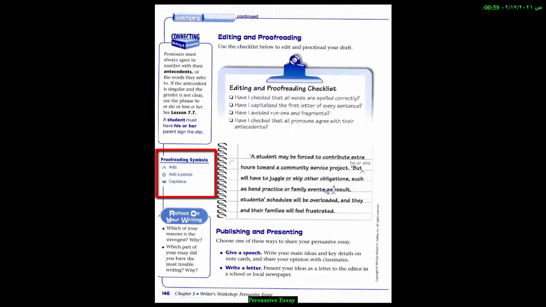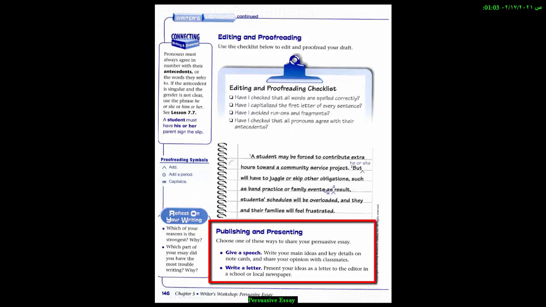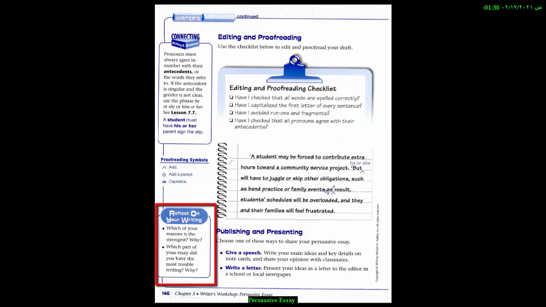The last stage is publishing and presenting. You choose one of these ways to share your persuasive essay. Either you give a speech or you write a letter. Don't forget to reflect on your essay by asking these questions to yourself. Which of your reasons is the strongest and why? And which part of your essay did you have the most trouble writing and why?